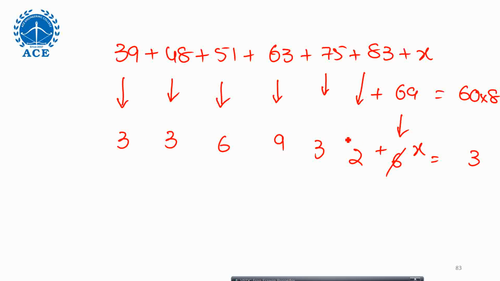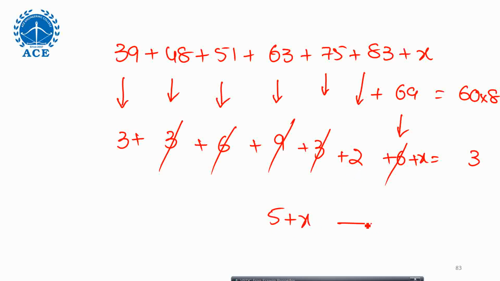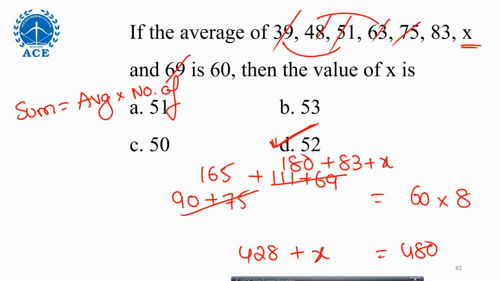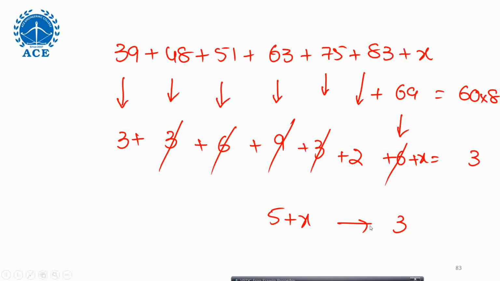So now, fine, let it be that 6 also. 6 is there, and there is some x as well. Now, okay, wait. 3 plus 6, 9. Whenever 9 is there, waste, dummy. 9 waste. 3 plus 6, 9 waste. Now I have 3 plus 2, 5. 5 plus x should give 3. Now, see the options: 51, 50, 53, 52. Which one is required there so that I get 3 finally?